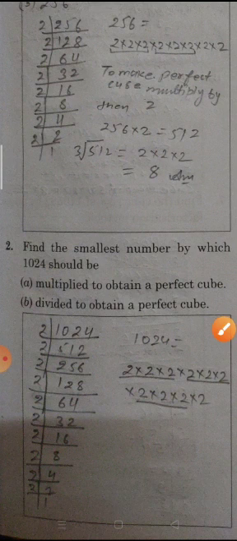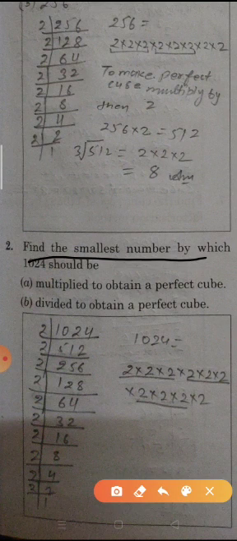Question number 2. Find the smallest number by which 1024 should be multiplied to obtain a perfect cube, and divided to obtain a perfect cube. So first we find the prime factors of that number 1024.